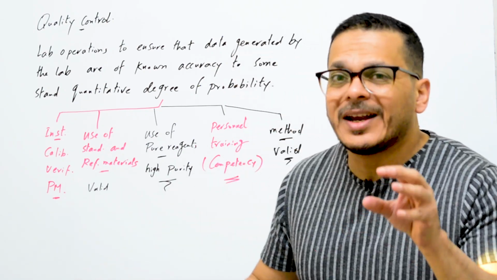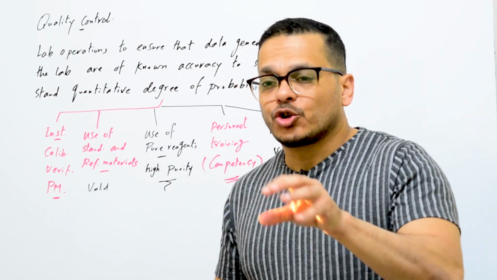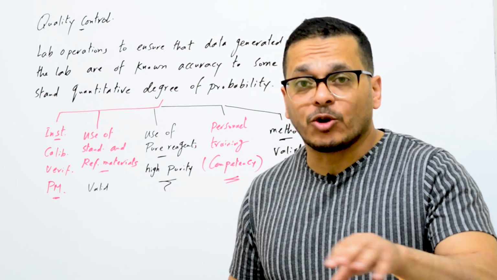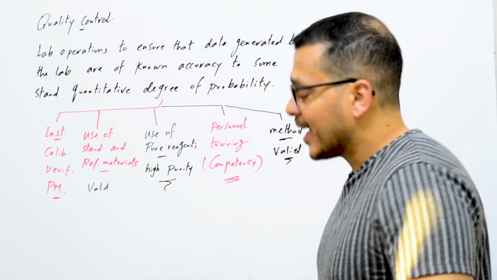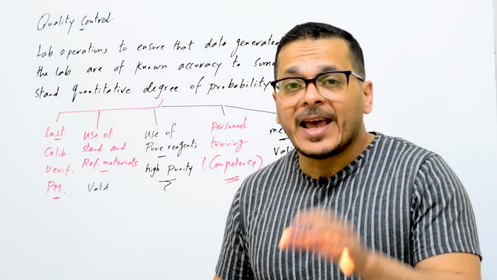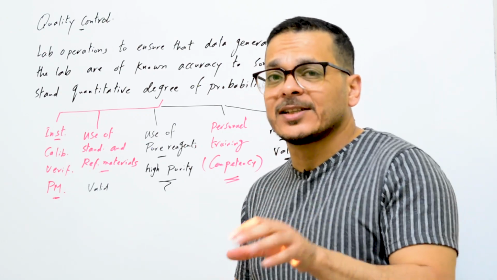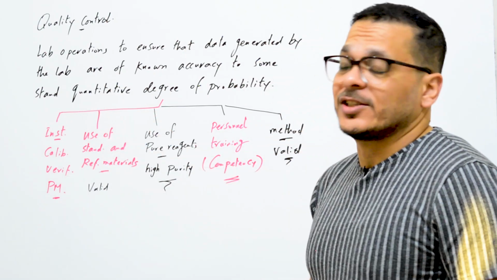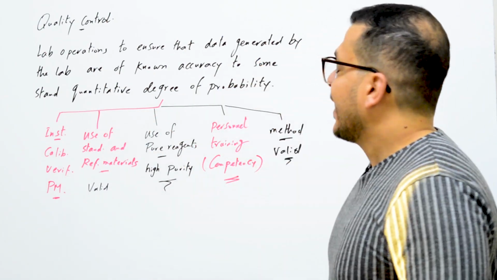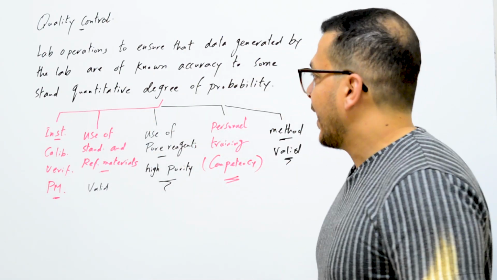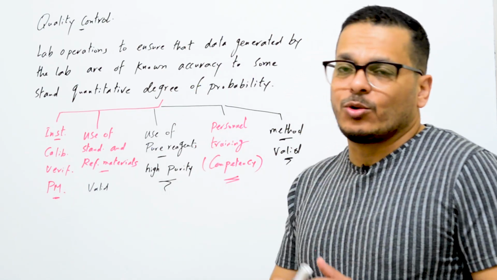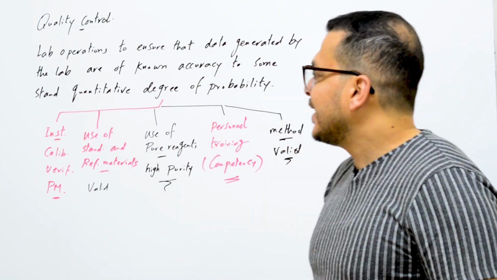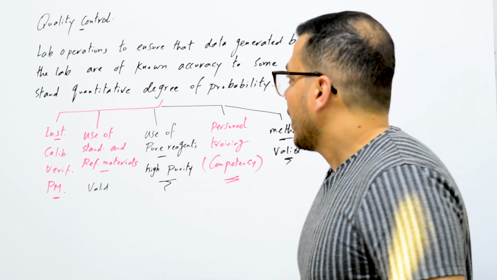So you have some lab operations that should be controlled. Lab operations should be controlled every run to ensure that performance, and to ensure at the end that you will get accurate results, or valid results within an acceptable range. So lab operations ensure that data generated by the lab are of known accuracy within acceptable limits, to some extent a quantitative degree of probability.